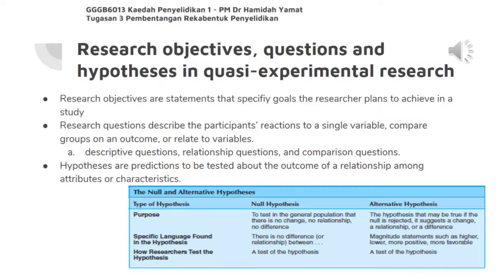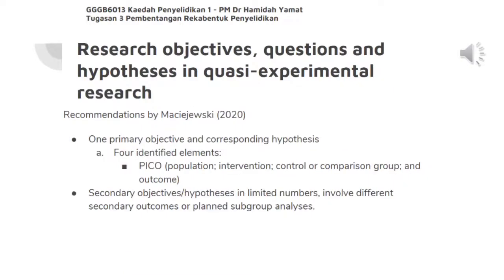In quasi-experimental research, hypotheses are included as predictions to be tested about the outcome of a relationship among attributes or characteristics. Hypotheses consist of null hypothesis and alternative hypothesis. For null hypothesis, it is to test in the general population that there is no change, no relationship, and no difference. While alternative hypothesis refers to a hypothesis that may be tested true if the null hypothesis is rejected. It will suggest a change, a relationship, or a difference.